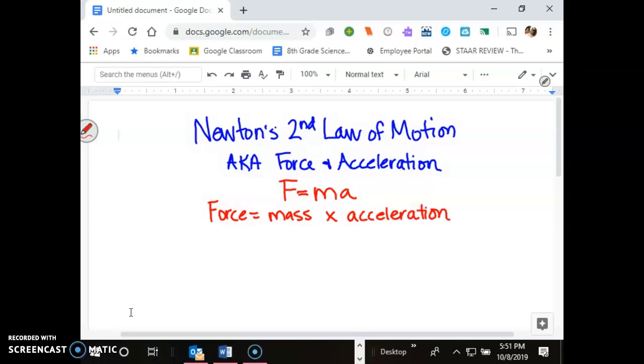We know that the unit of measurement for force is the Newton, so it's going to be Newton. For mass, it's going to be either grams or kilograms. And then for acceleration, it will always be meters per second squared, just like when we were doing speed, velocity, and acceleration.